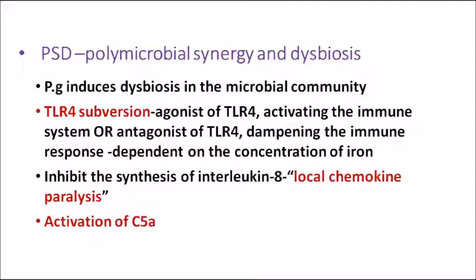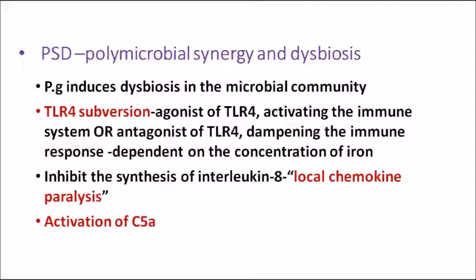It does this by three things. TLR subversion. TLR, or toll-like receptor, subversion. TLR is a component which is important for our innate immunity. So this TLR subversion happens inside the host. That means PG acts as an agonist of TLR4. So this will activate the immune system.